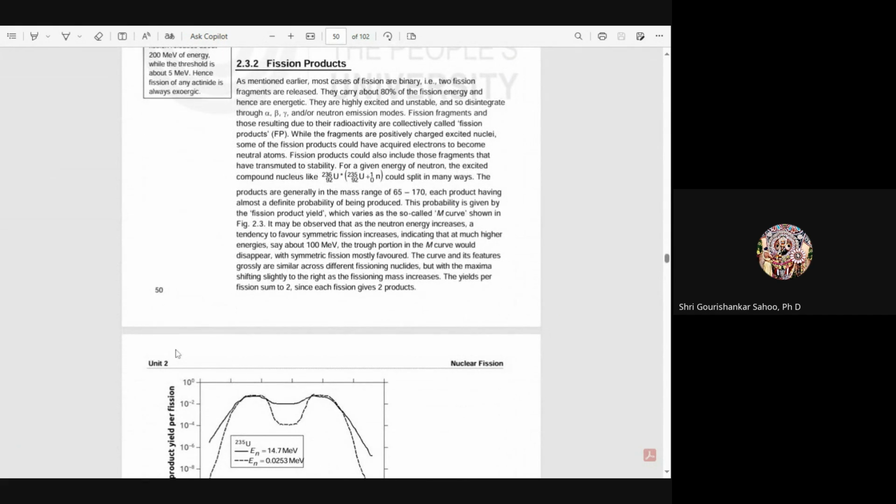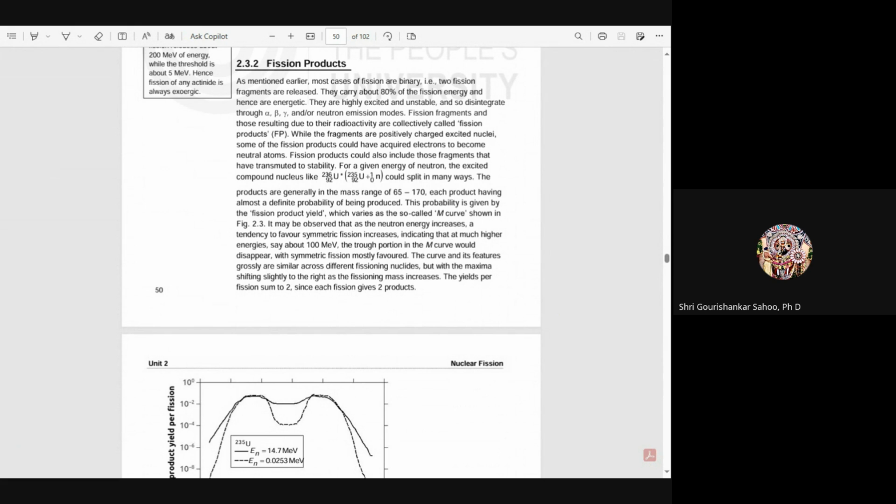Then you know that in most cases fission is binary, that is, two fission fragments are released. They carry about 80% of the fission energy and hence are energetic. They are highly excited and unstable, and so disintegrate through alpha, beta, gamma and or neutron emission modes. Fission fragments and those resulting due to their radioactivity are collectively called fission products. While the fragments are positively charged excited nuclei, some of the fission products could have acquired electrons to become neutral atoms. Fission products could also include those fragments that have transmuted to stability.